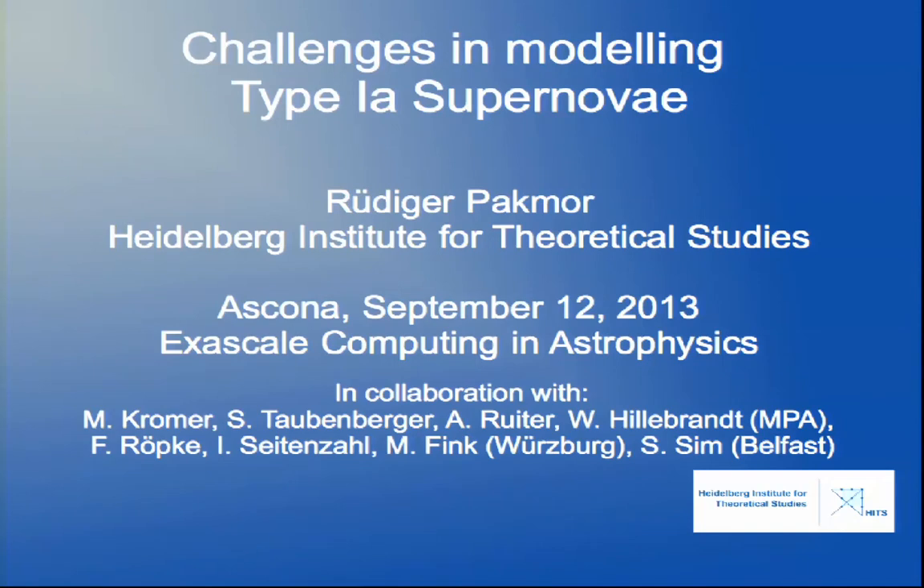This overview is mostly based on stuff we have done in what once was the Type Ia supernova group at the Max Planck Institute for Astrophysics in Garching, but where a lot of the people are now in other places, and it's just scattering more and more. But it all started at MPA.